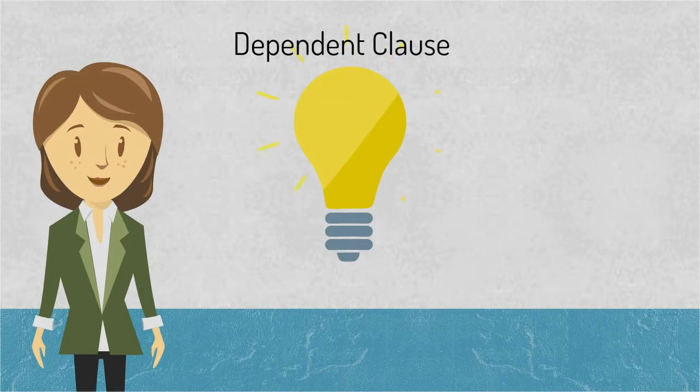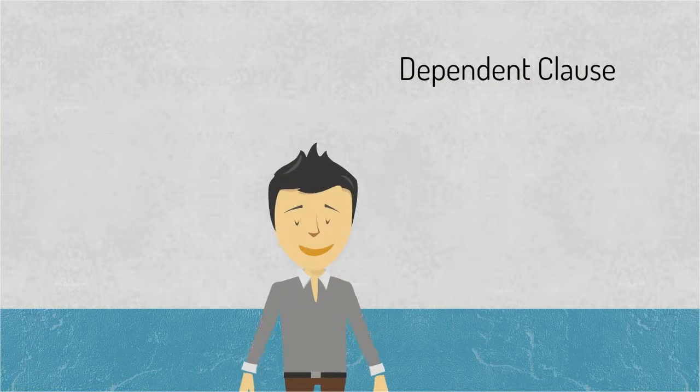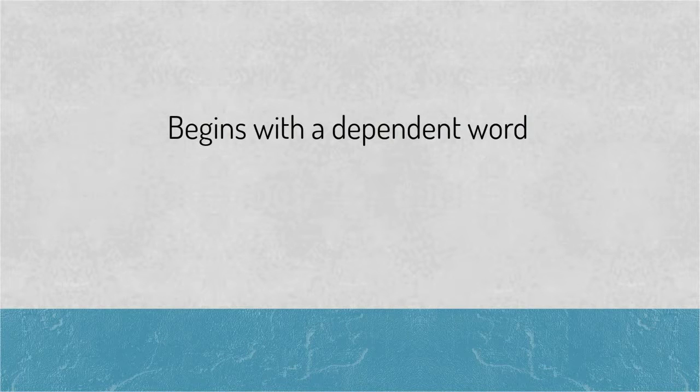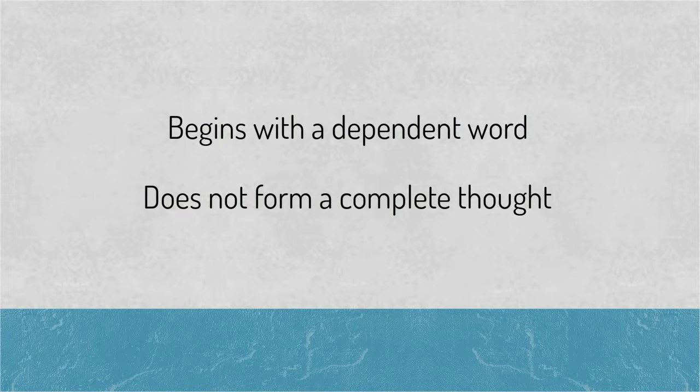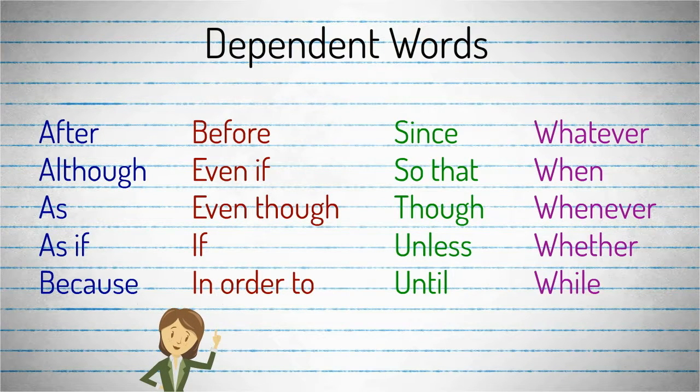A dependent clause, on the other hand, does not make sense on its own. A dependent clause contains a subject and verb like an independent clause. However, because the clause begins with a dependent word, it does not form a complete thought. Here is a list of common dependent words used to make dependent clauses.